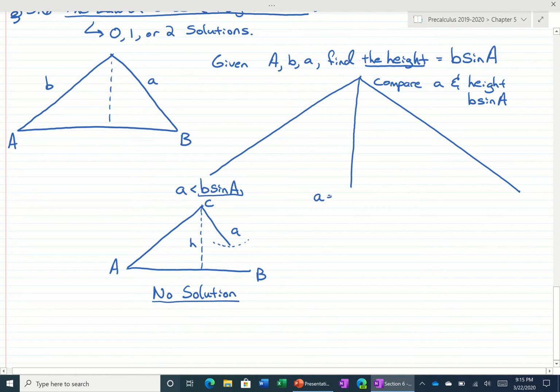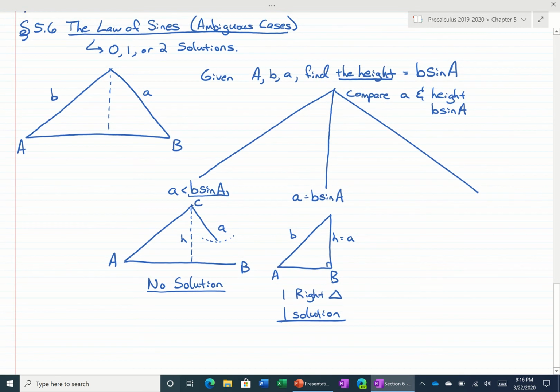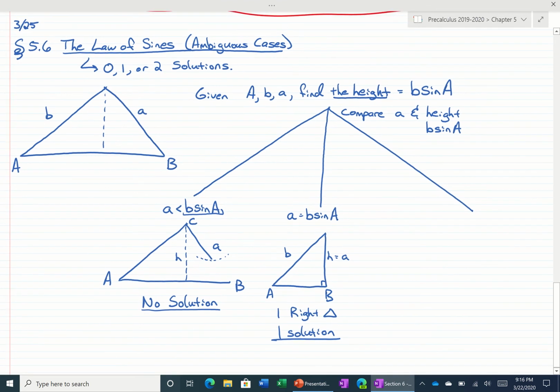If side A is equal to the height, now the height is a right angle. If the height is equal to side A, then you have one right triangle and there's one solution. And I'll show you examples of all these in a little bit. Today the main idea is that you could just figure out how many triangles there are. The next few days we're going to be actually solving them, but for right now we'll go nice and slow. And please leave me comments if you're confused. I'll try to review as much as I can.